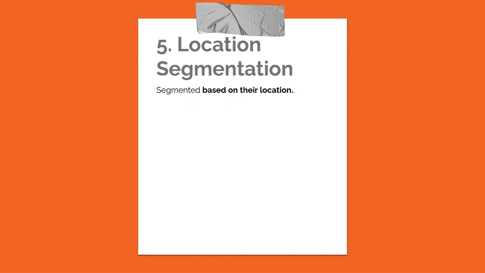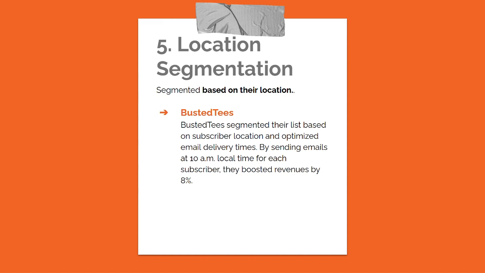Fifth is location segmentation, and this obviously is segmenting a list based on a person's location. Busted Tees did this well. Busted Tees segmented their list based on subscriber location and optimized email delivery times. By sending emails at 10 a.m. local time for each subscriber, they boosted revenues by 8%.